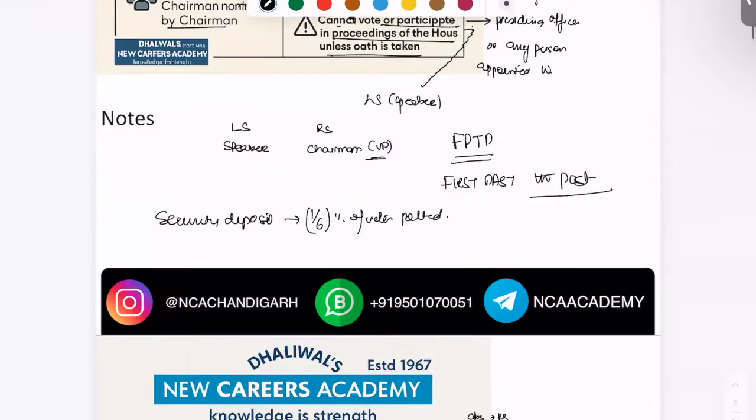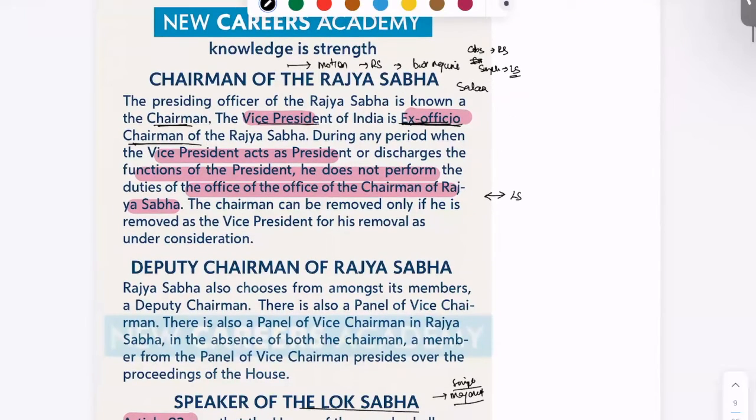That's it. Now we continue with who is the chairman of Rajya Sabha. Who's the chairman of Rajya Sabha? Automatically the Vice President. He does not get a salary as Vice President. He gets a salary as chairman of Rajya Sabha.